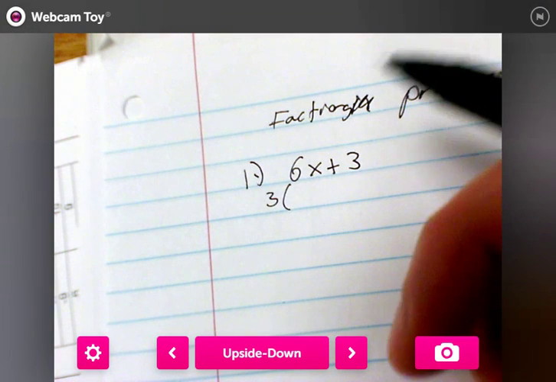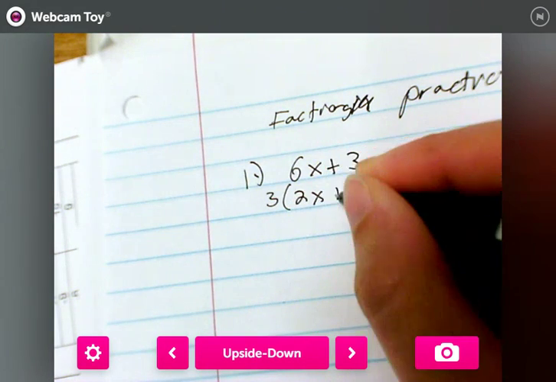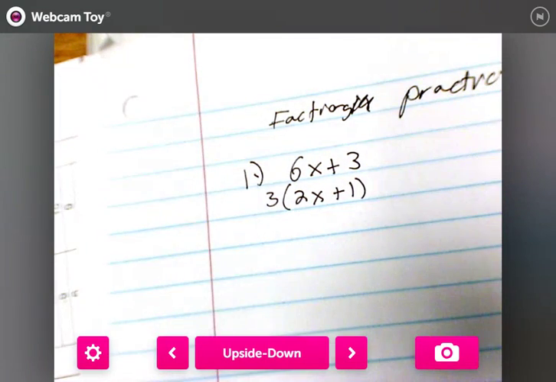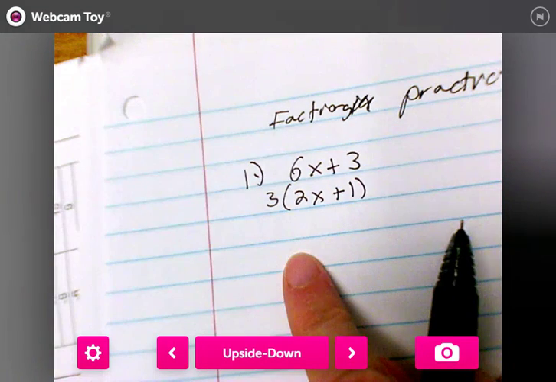Okay. So we get 2x plus 1. That's what we mean by factoring. We're going to take out the greatest common factor.